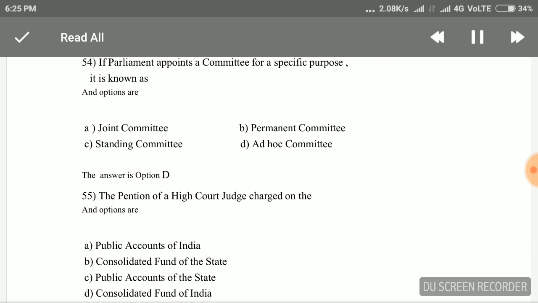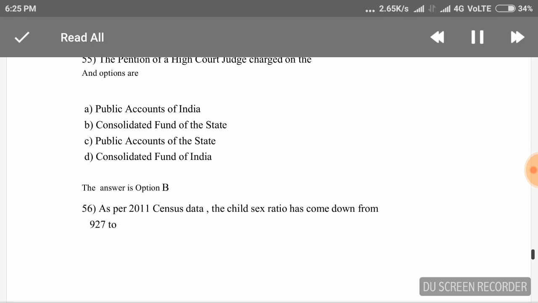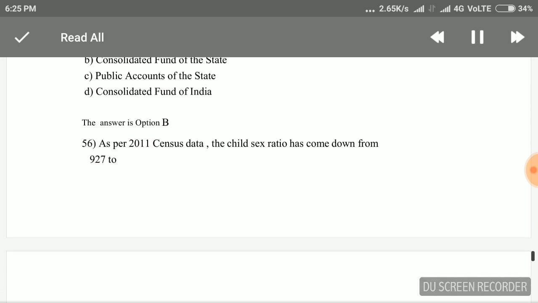55. The pension of the High Court judge is charged on the. And options are A. the public accounts of India, B. consolidated fund of the state, C. public accounts of the state, D. consolidated fund of India. The answer is option B.